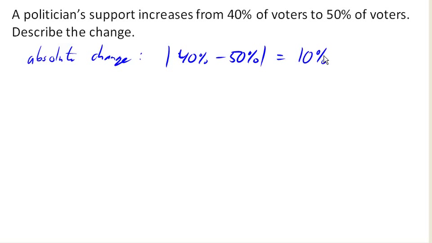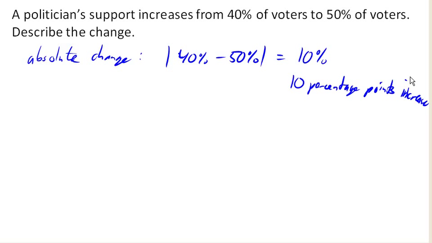Ooh, see, now this is where this starts getting confusing, because we're talking about an absolute change, and yet we have a percent here. To clarify this, we usually say 10 percentage points, a 10 percentage points increase. Now, this is really confusing when you listen to the media, because they often leave off the percentage points and they just say a 10% increase.